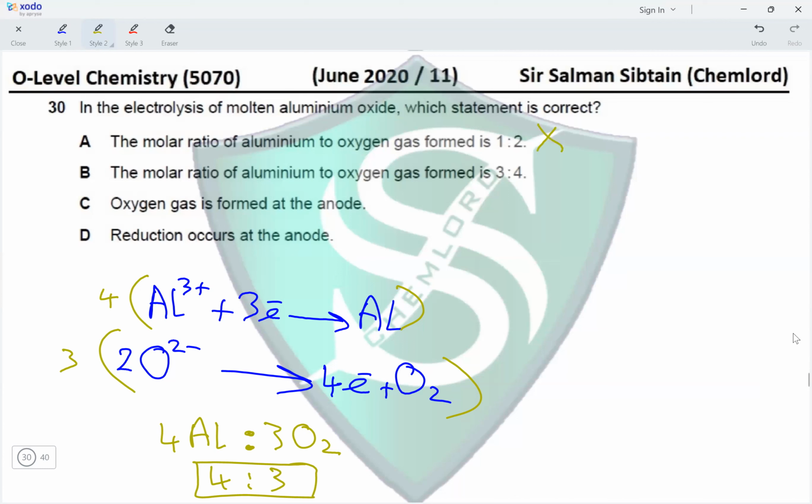Next, the molar ratio of aluminum to oxygen gas formed is 3 is to 4. Aluminum is 4 and oxygen is 3. It is not 3 is to 4. It is 4 is to 3. So this is incorrect as well. Oxygen gas is formed at the anode. Yes, oxygen is formed by oxidation. So oxidation takes place at the anode. Reduction occurs at the anode? No, reduction occurs at the cathode. So this makes option C the correct option for this question.